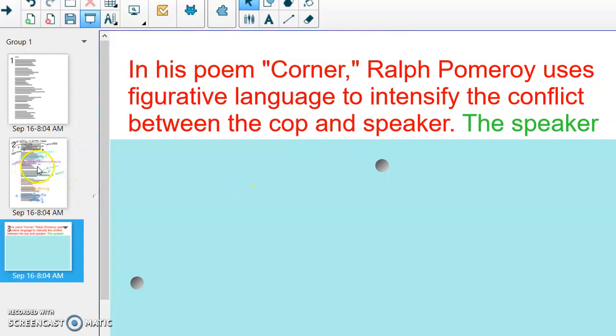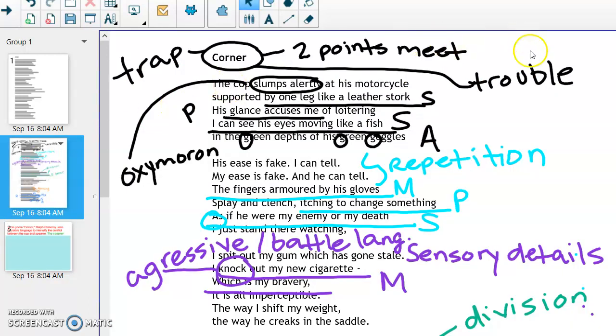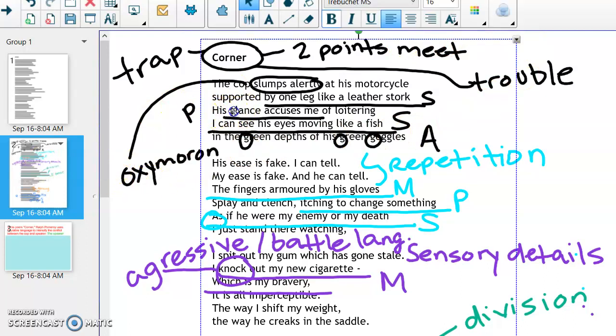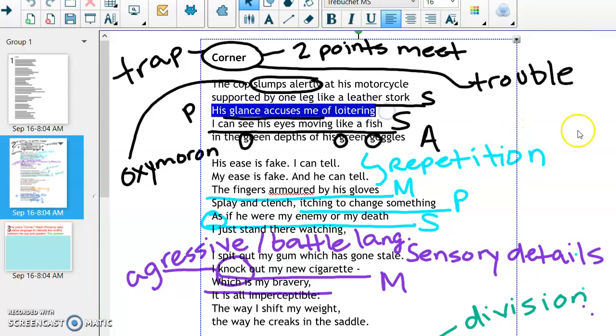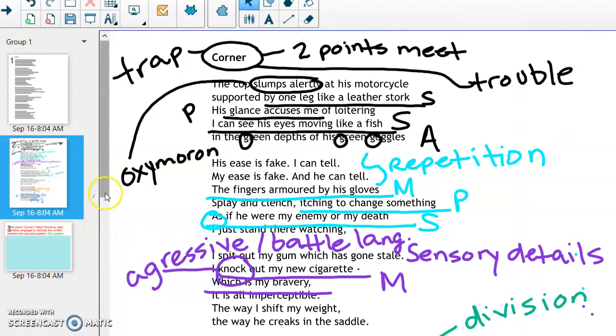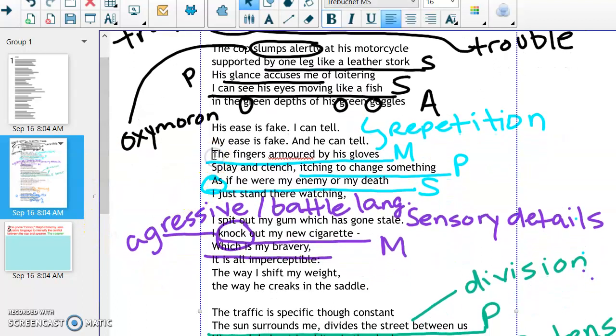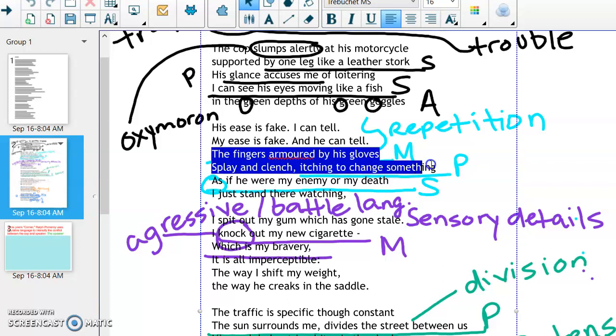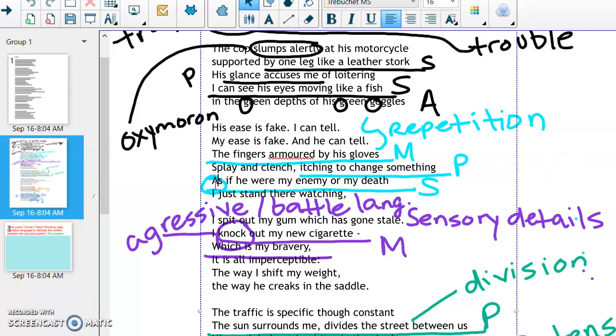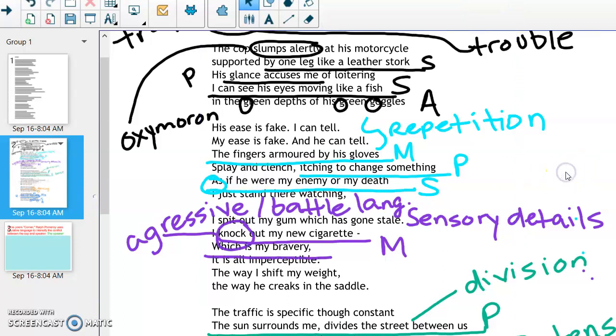Now we need to go back to the poem, and we need to find an example of figurative language that does in fact intensify the conflict. There's a lot of them we could use. Maybe his glance accuses me of loitering. That would definitely be one that I could see working well. Or the fingers armored by his gloves splay and clench, itching to change something. Or even the next line, as if he were my enemy or my death. That would be another really good one to use.